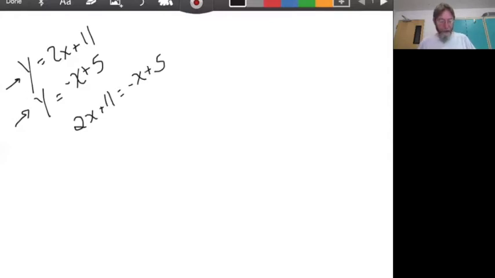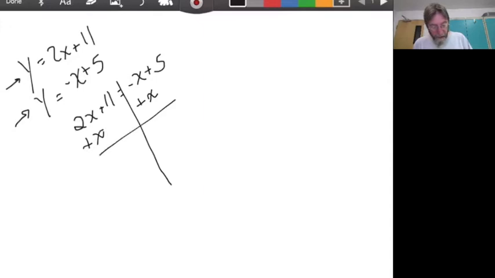Now you might say to yourself, well, great, now all we did was make a tougher equation. But remember, the goal is we're trying to find out what value of x and y will solve both of these. This is going to allow us to find out what our x value is. Solve this equation for x. So we're going to get our x's on one side of the equation by adding x to this side and to this side. That gives us 3x plus 11 is equal to 5.